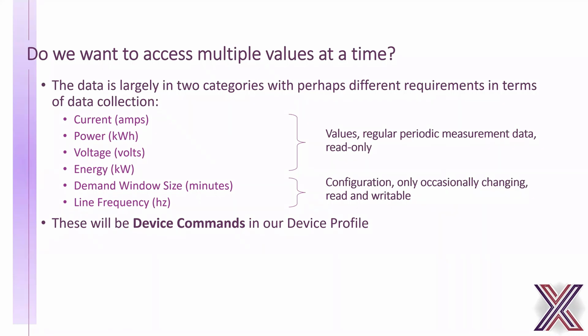And it's read-only. These are the values that we're collecting from our sensor. Whereas the demand window size and the line frequency, these are configuration values. They only occasionally change, and they're readable but also writable. So we need to model that in a different way. We can basically make 2 device commands to describe these 2 categories of information.